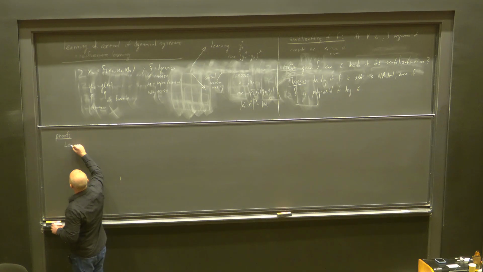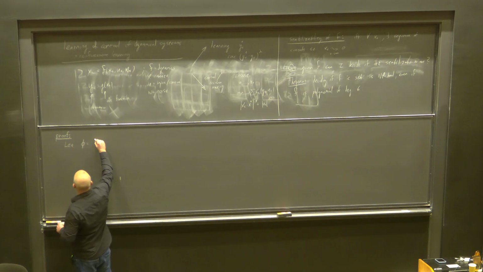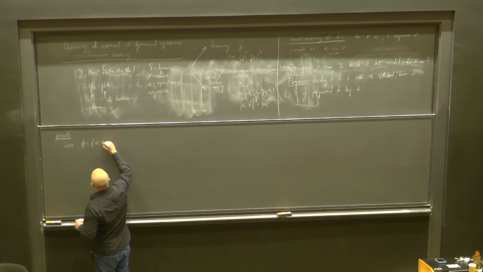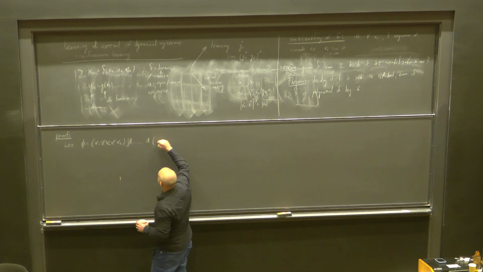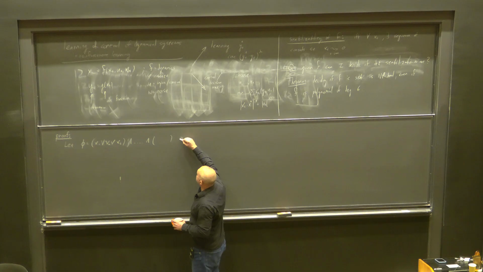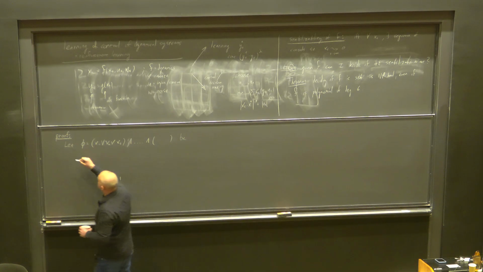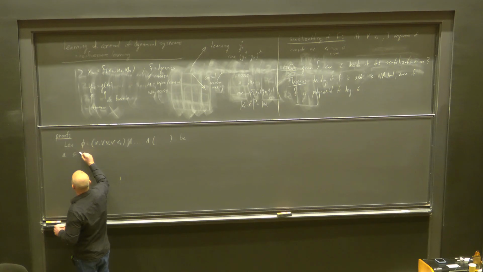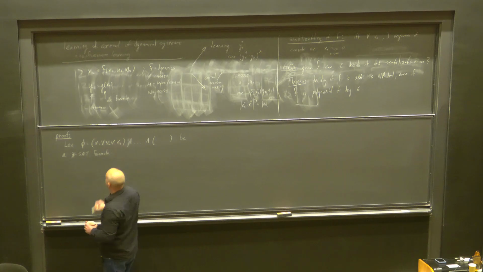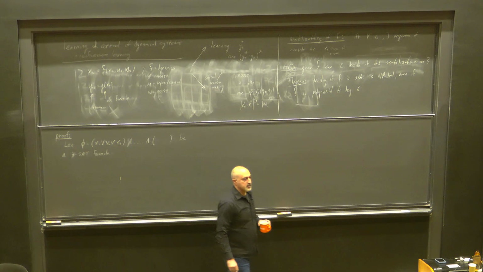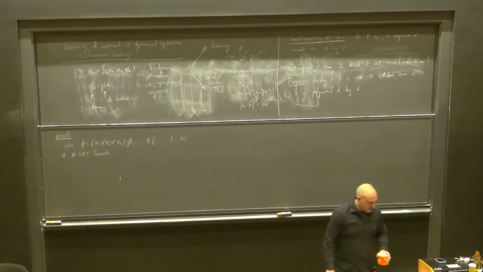So let's find a 3-SAT formula, such as this. A 3-SAT formula, if you remember, is a conjunction of terms.